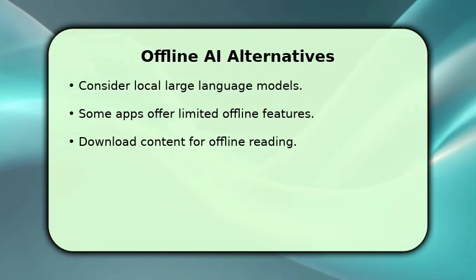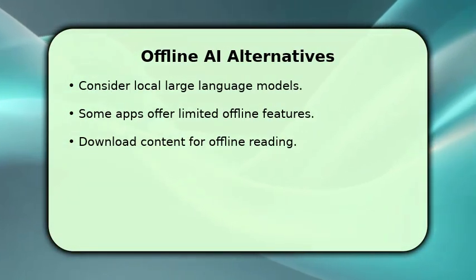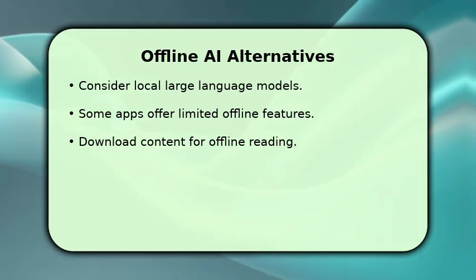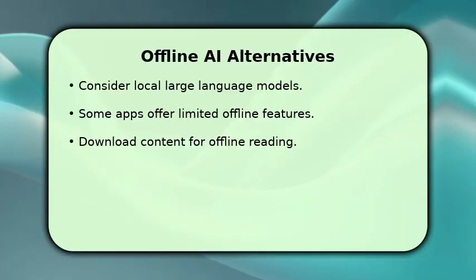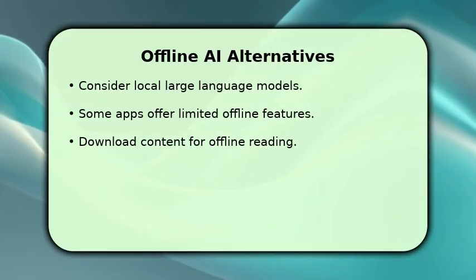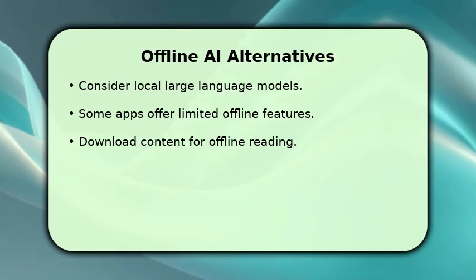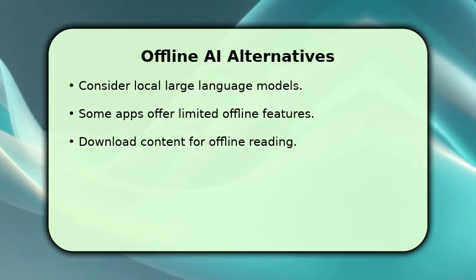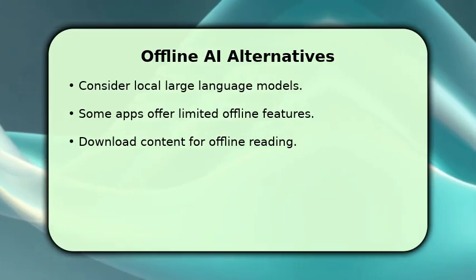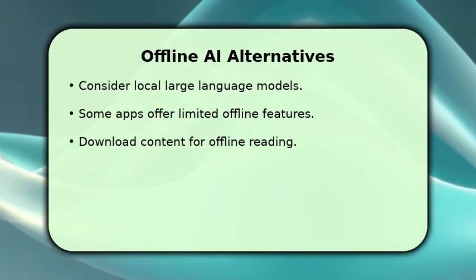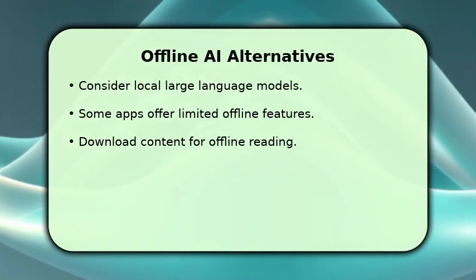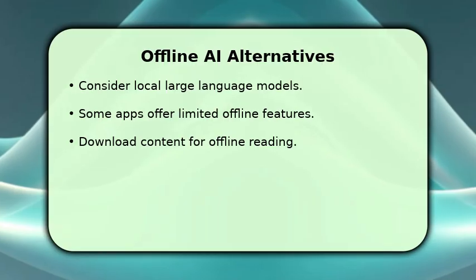While Gemini needs an internet connection, there are other options if you require AI-like functionality without online access. You might explore local large language models that can run directly on your device, though they typically have more limited capabilities. Some applications also offer basic offline features, such as note-taking or simple task management. For information, downloading articles or ebooks for offline reading is always a good strategy.